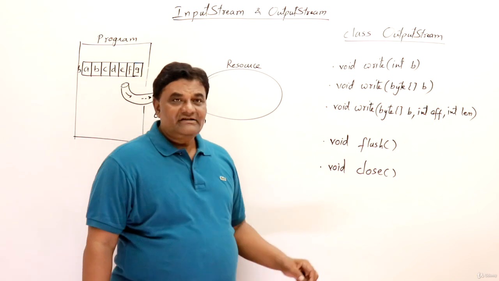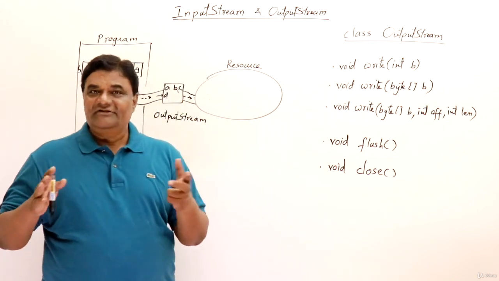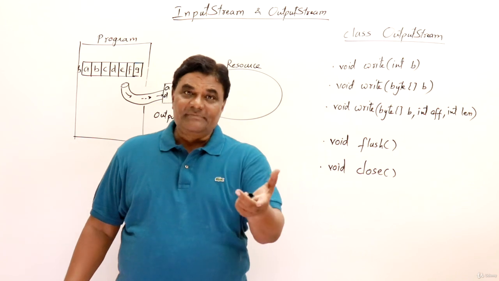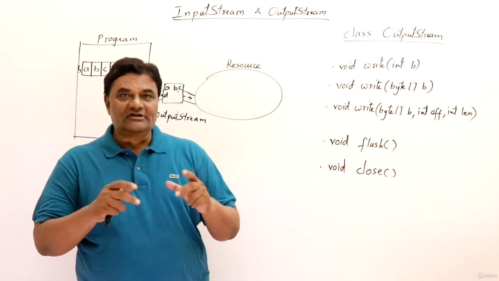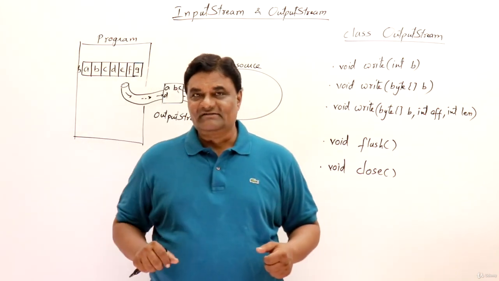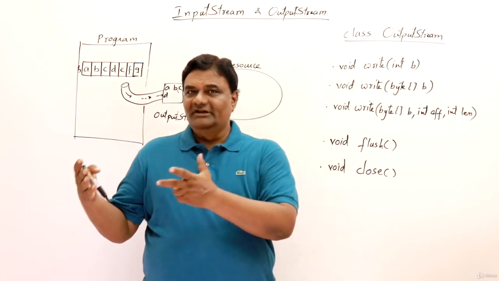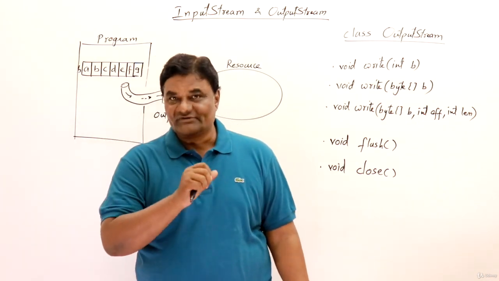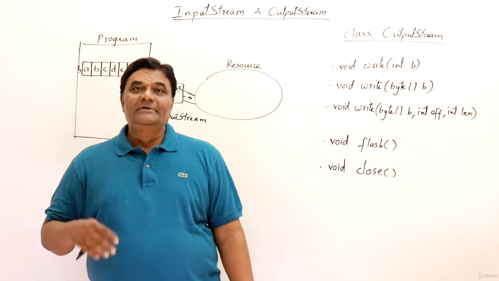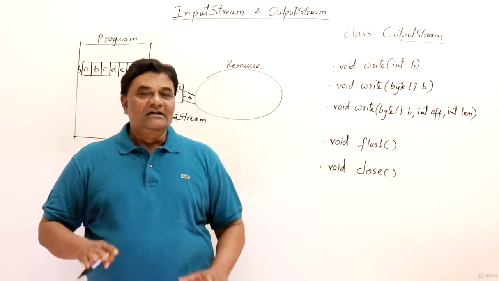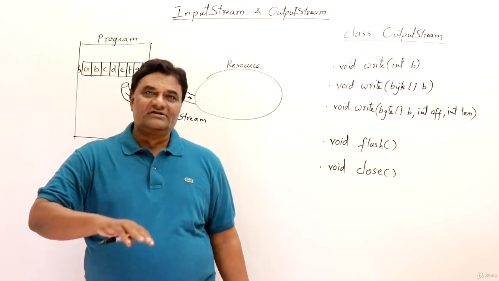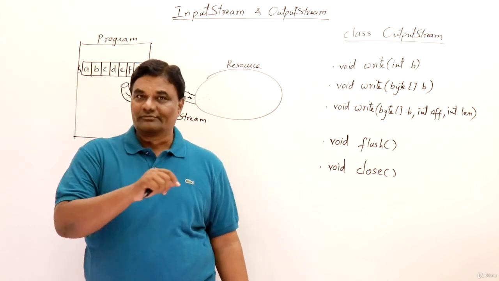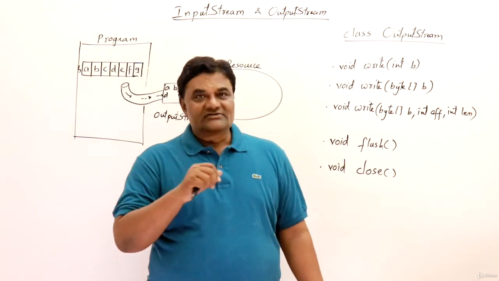And the last thing is close. Once you have finished using the output stream, you can close it. It's a good practice to close it. So that's all about the input stream and output stream classes. Directly we may not be able to use them, but the subclasses of these we can use. In the next videos we will be learning about their subclasses. From there you can see the demonstration and the programs that use streams, that is, input stream and output stream classes. So that's all in this video.